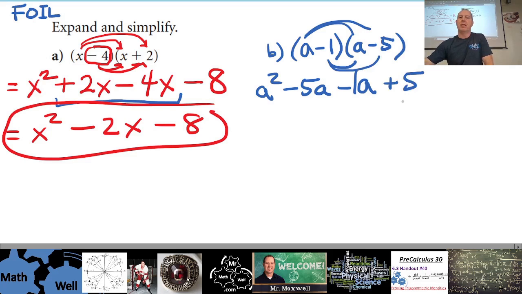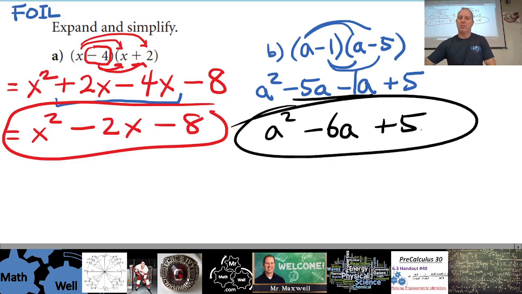Right on. So now I gather my like terms, and look what happens. I have a squared. These two are together. Negative 6a, or minus 6a plus 5. So the result is a squared minus 6a plus 5. Who got that? Put up your hand nice and loud and proud. Awesome. Okay.